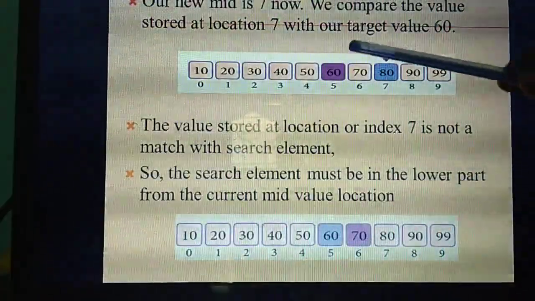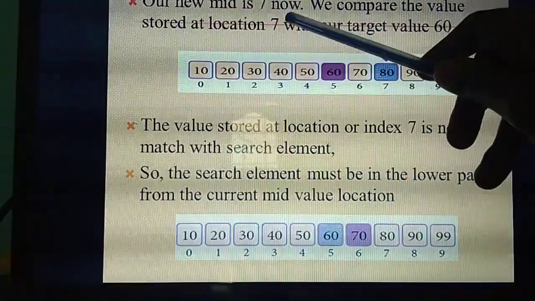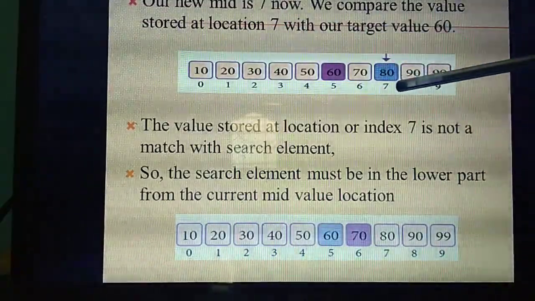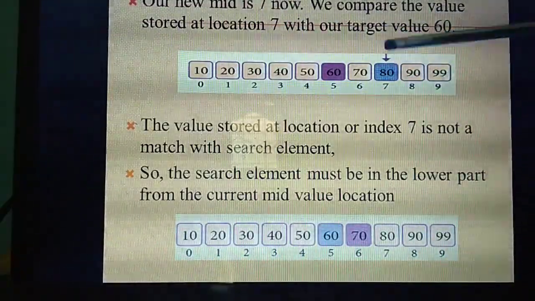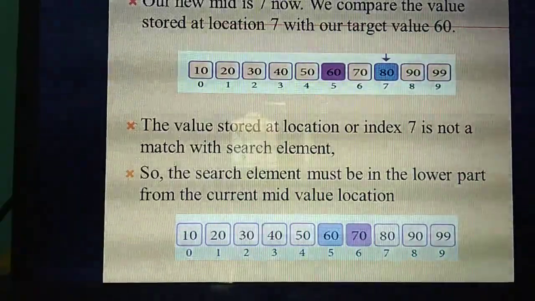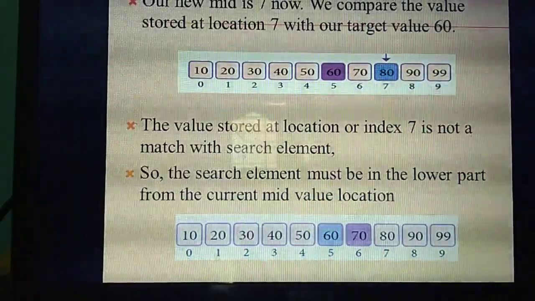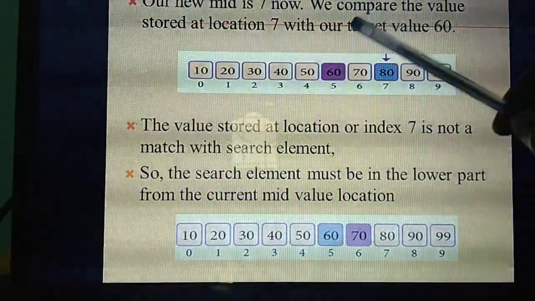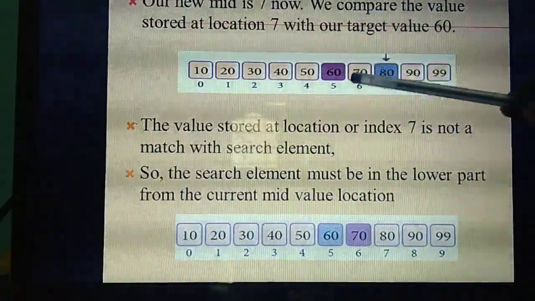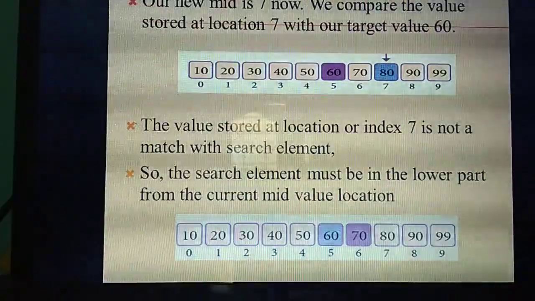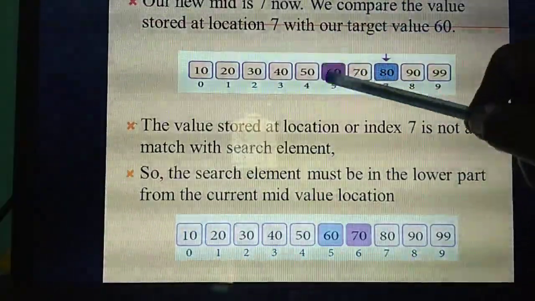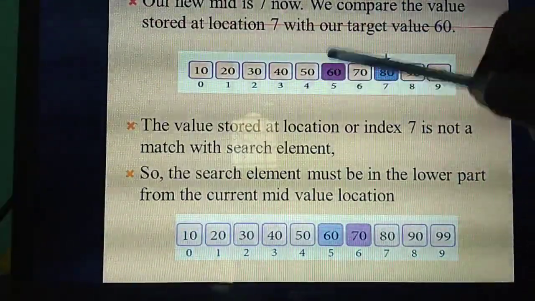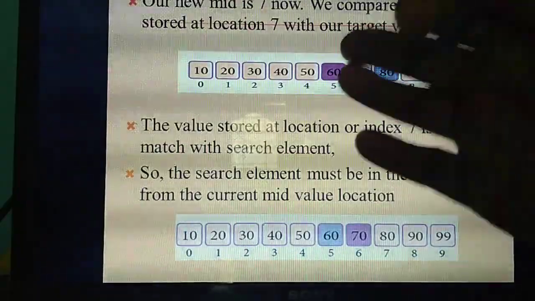Listen. Your new mid value is 7. What's the value present in the place of 7? 80. Your target value is 60. So does the search match? No. Now listen. Is 60 greater or smaller than 80? The search element is now smaller. Before, in the earlier step, the search element was greater.